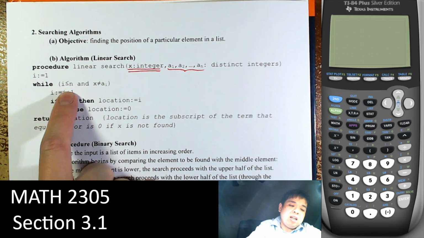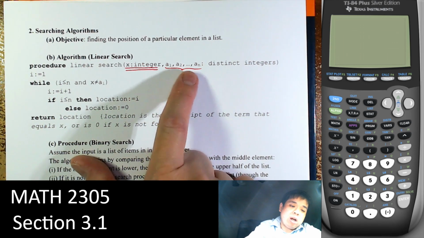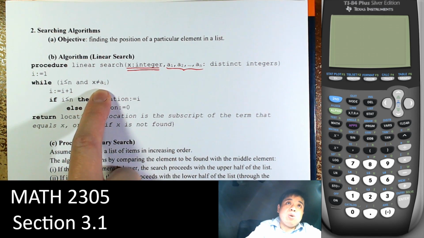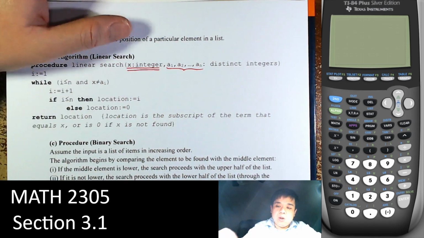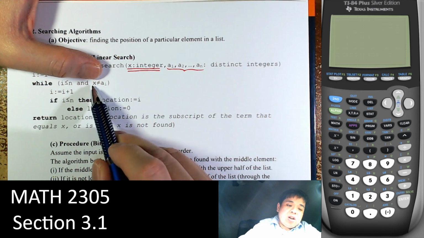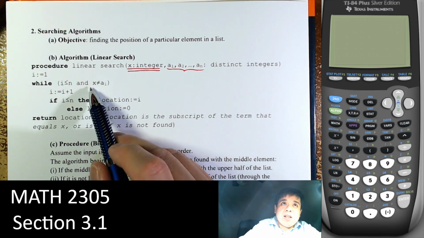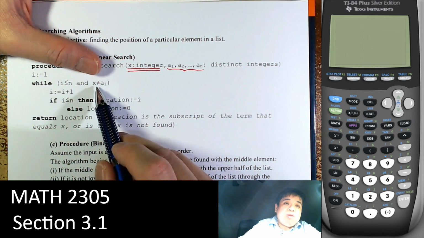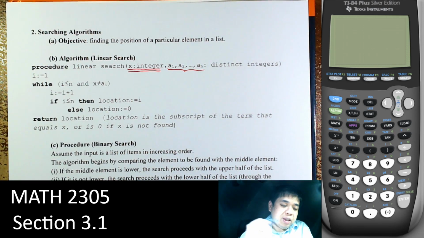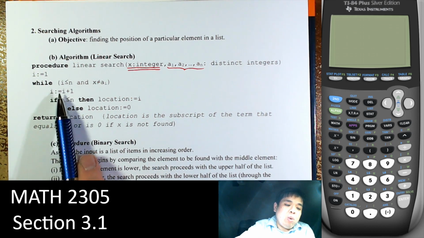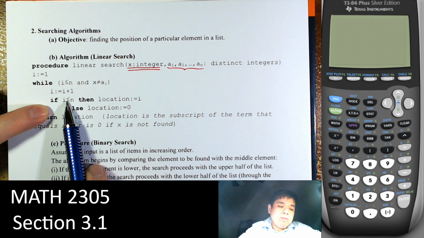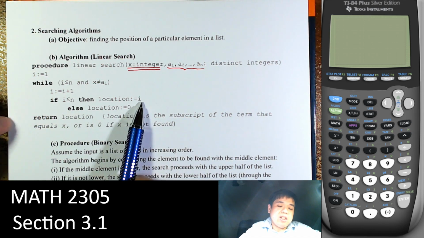For example, i less than or equal to n, so it goes from 1 to n, and x is not equal to ai. Meaning that as long as each value here is not equal to the value x we're looking for, we continue. If we found it, we stop. We don't have to go through the rest of the list. Then we increase the index, and if it is still less than or equal to n, location is equal to i.